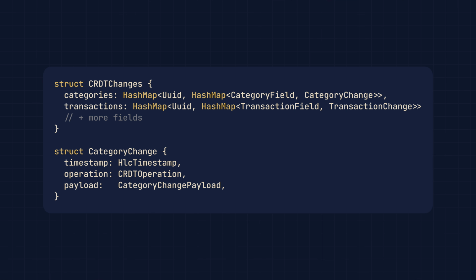My CRDT changes structure, which eventually gets saved in the budget file as a JSON representation, contains a hash map of categories and transactions. There we have a map where for each category and its unique ID, we have another map inside of it of changes. And these changes are per field. My CRDT structure stores only the last change for each field. This is done to limit the file size.